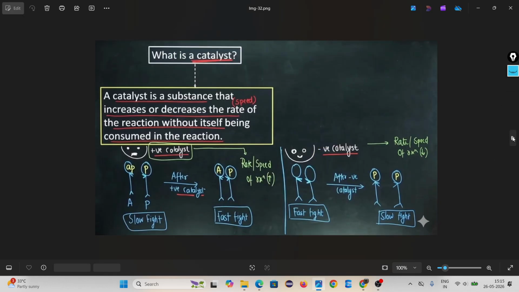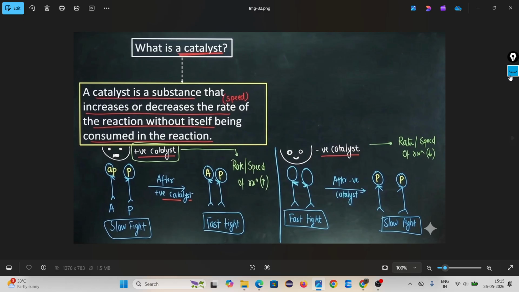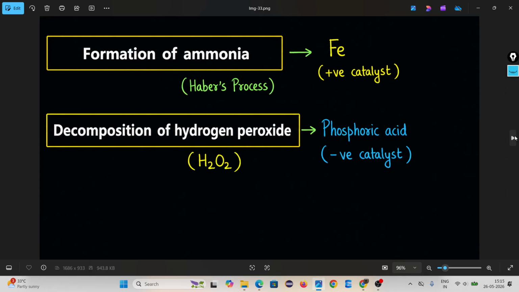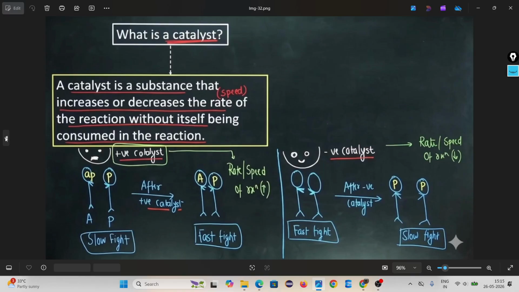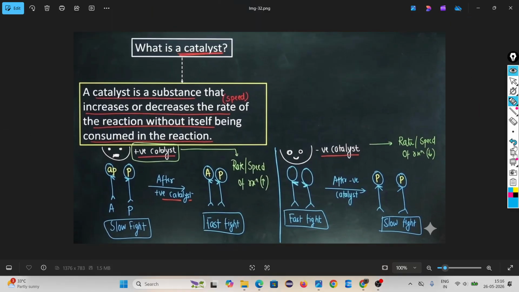Okay. Then what do you mean by catalyst? Catalyst is nothing but a substance that increases or decreases the rate of the reaction without itself being consumed in the reaction. It means it is helping to increase or decrease the speed of the reaction, without itself being consumed in the reaction.